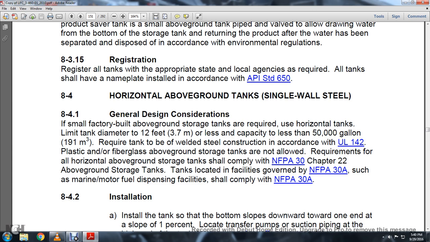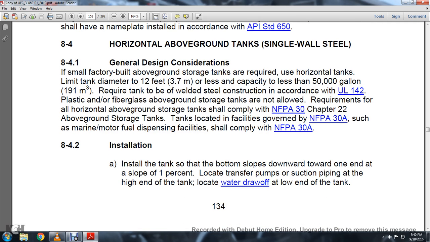Requirements for horizontal above ground storage tanks shall comply with NFPA 30, Chapter 21, storage of above ground storage tanks. Tanks located at facilities governed by NFPA 30A, and the use of marine motor fuel dispensing facilities, shall comply with NFPA 30A.